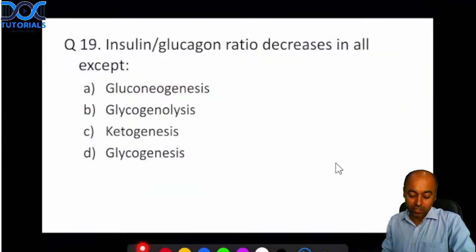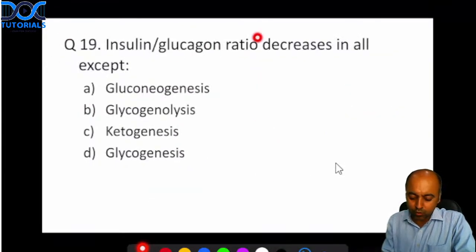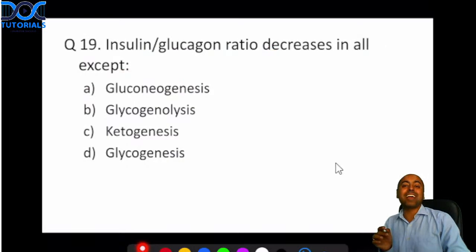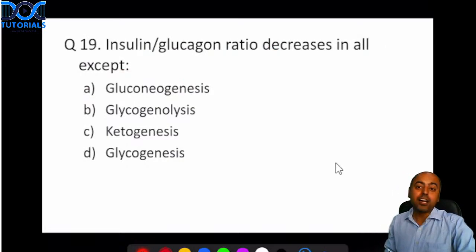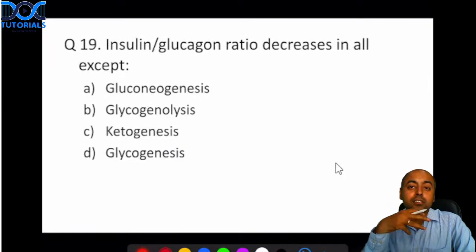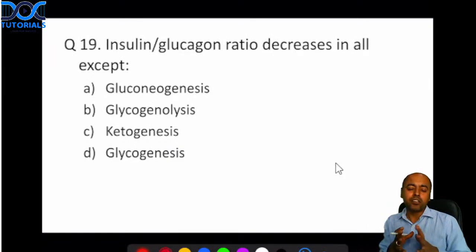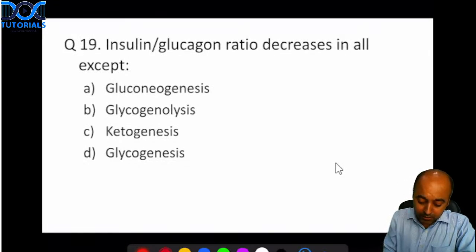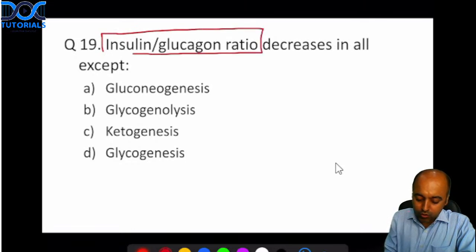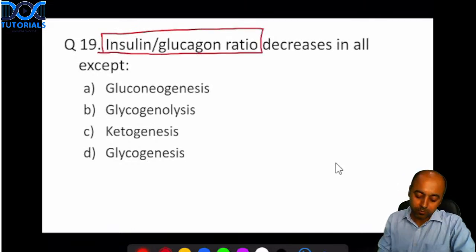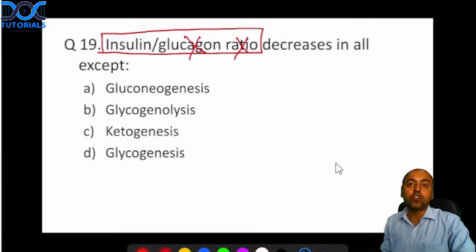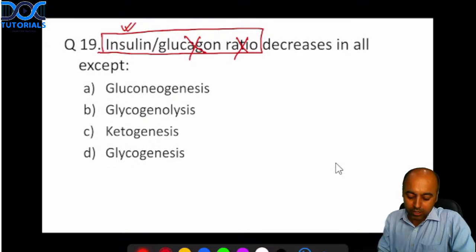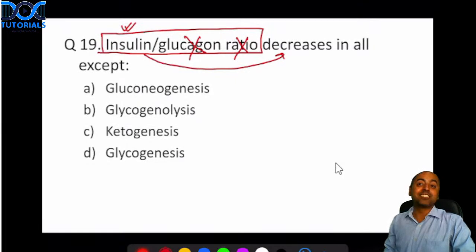Moving on to question number 19. Insulin glucagon ratio decreases in all except: options are gluconeogenesis, glycogenolysis, ketogenesis, and glycogenesis. I tell the students all the time that this question appears very complicated, but if you are very careful, it is a simple question. First thing to understand is whenever you get the insulin glucagon ratio, please cut out the term glucagon ratio. Now we are only talking about insulin. Okay, so the insulin decreases in all except.